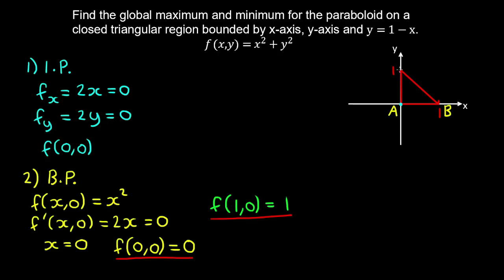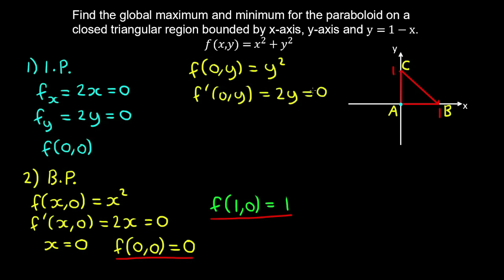And now we'll check the line from A to C. So we get the function at x equals 0, with y being a variable, is equal to y squared. And again, taking the derivative, we get 2y. And setting it equal to 0, we get y is equal to 0. So again, we get the function evaluated at 0 and 0 is equal to 0.